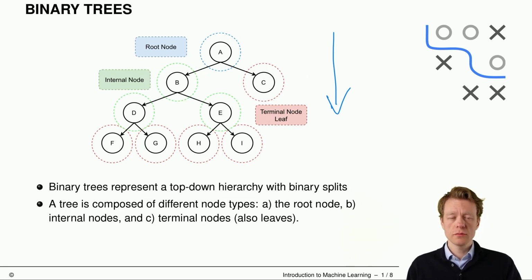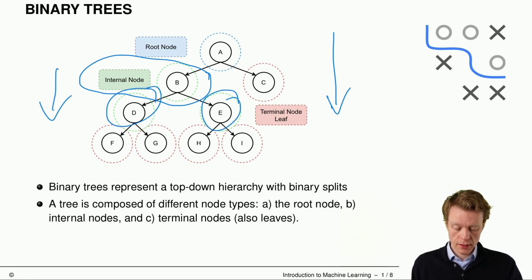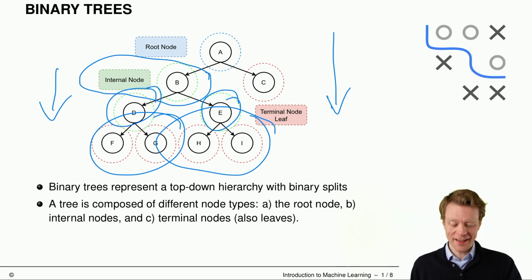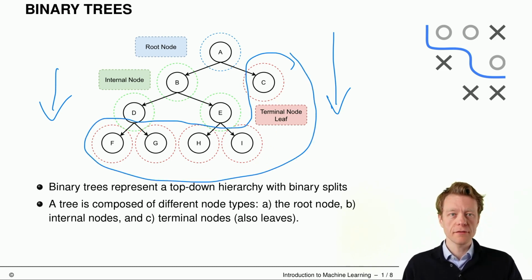And then two things can happen. Either this is the last split, as for C, this is a terminal node, also called leaf. So these leaves are not split further, or we have an internal node B, and internal nodes are split further. So we go further to the bottom and split B into D and E, and then we split D into F and G, and E into H and I. So in the end, we end up with 5 leaves or terminal nodes, C, F, G, H, and I.